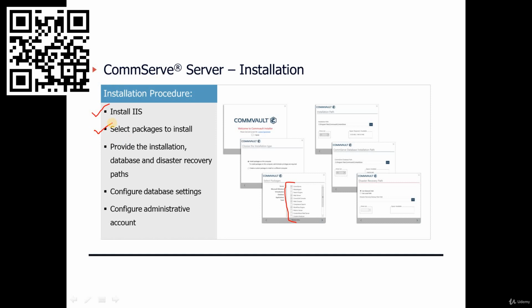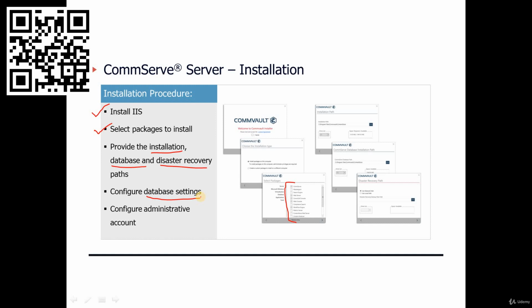CommVault will prepare to install those, and then we have to provide an installation directory path, a database directory path, and a DR directory path, as we discussed in the previous slide. Then we need to configure the database settings. If it's a new installation, you can just select configure a new database, and CommVault will configure the SQL database by itself.